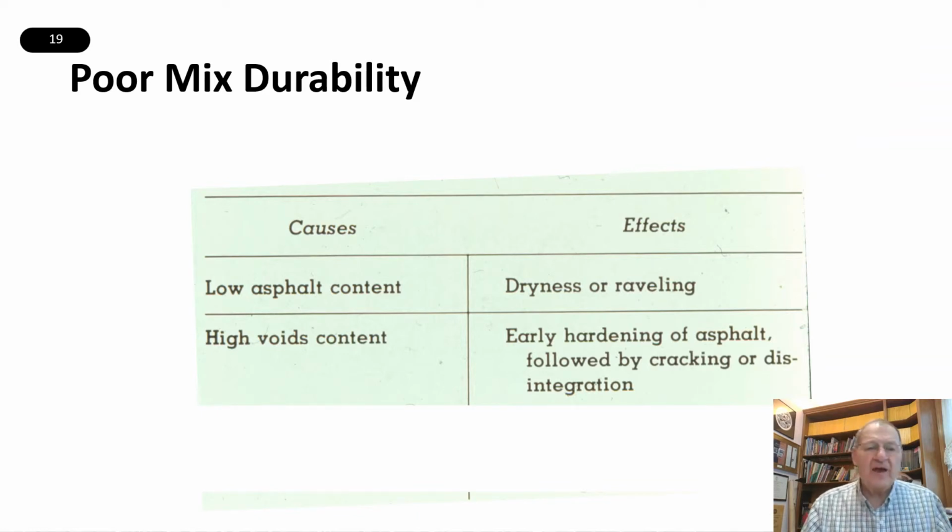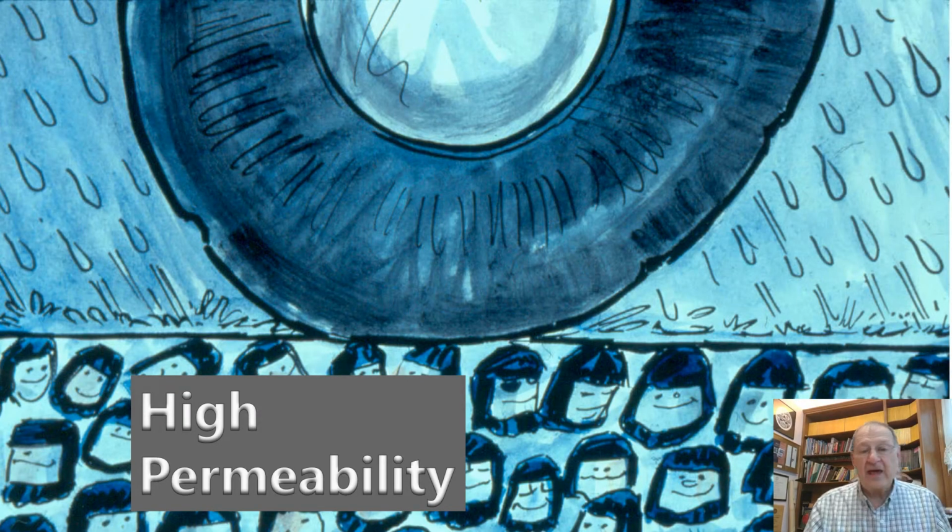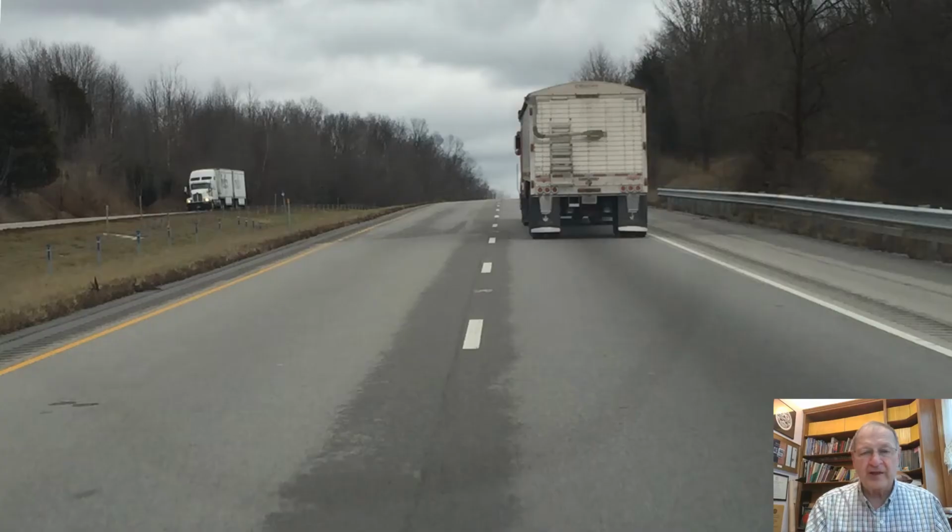Now, another way that asphalt pavement can age very rapidly is high in-place air voids content. So if we have a good mix, but we leave it with high air voids, meaning it has high permeability, then once again the oxygen can go into the pavement and age it, and that ends up causing poor mix durability.